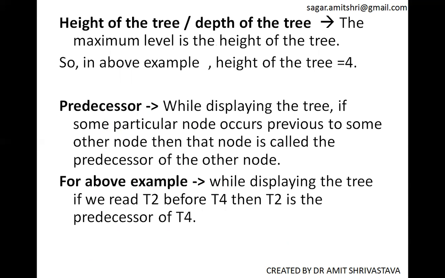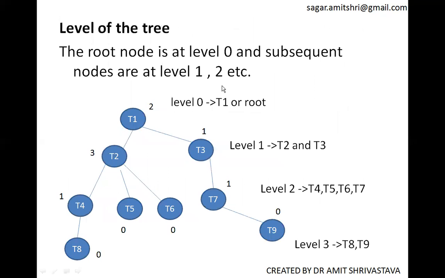Now height of the tree or depth of the tree. So the maximum level is the height of the tree. So in the above example, height of the tree is 4. 1, 2, 3 and 4.